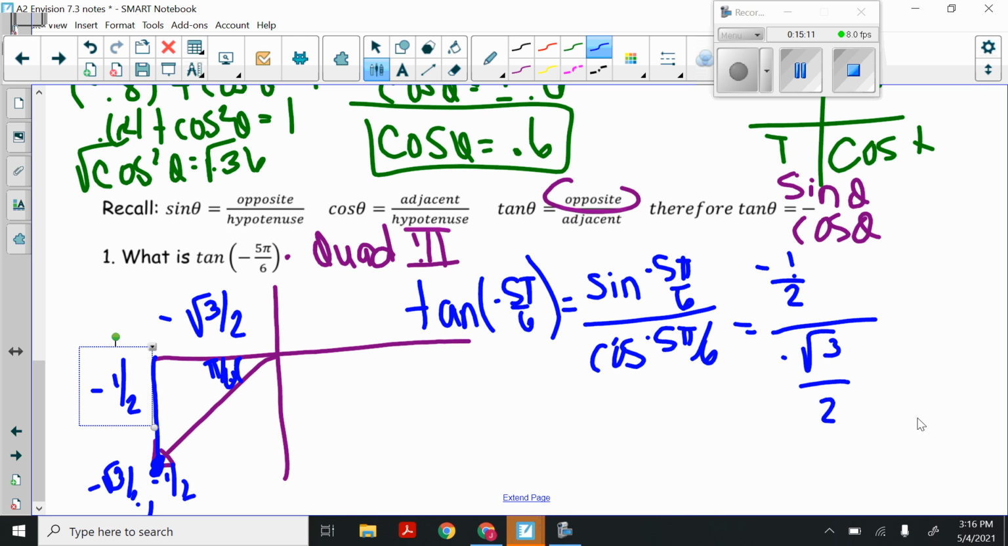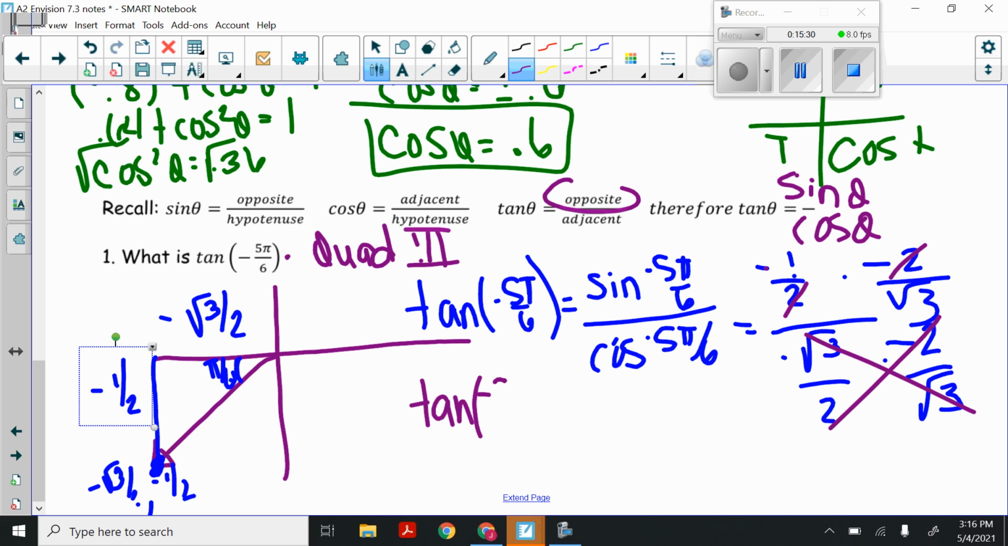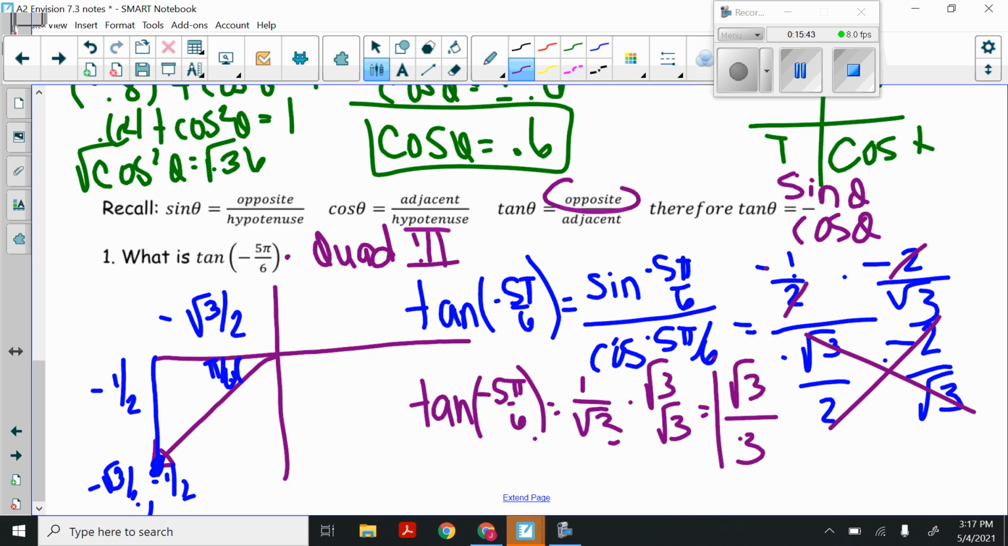I have a fraction divided by a fraction, so I flip the one on the bottom and multiply. When I do that, all of these cancel. My 2's cancel. I have negative 1 times negative 1 on top, so I get 1, over the square root of 3. I cannot have a radical in the denominator, so I need to rationalize. So multiply top and bottom by the square root of 3. So I get the square root of 3 over 3. That is the tangent at negative 5 pi over 6.